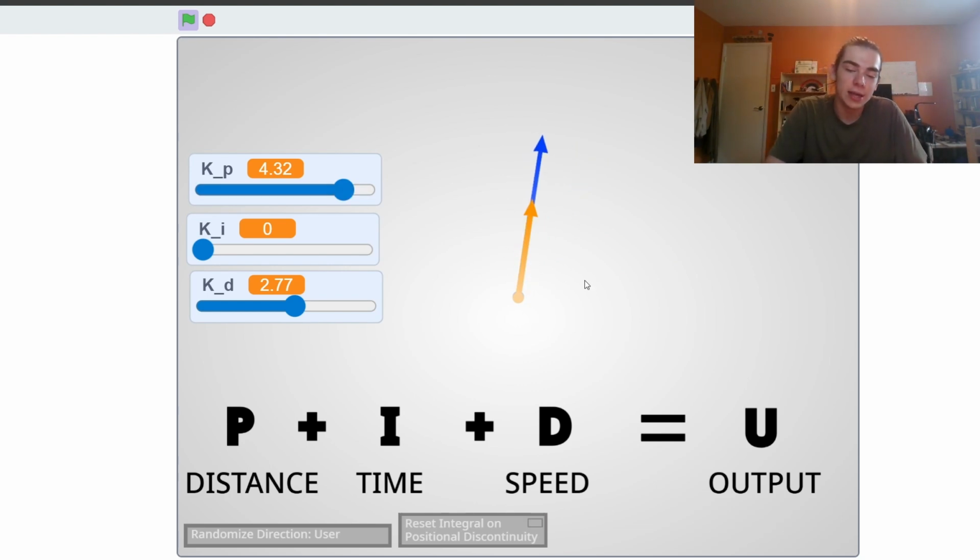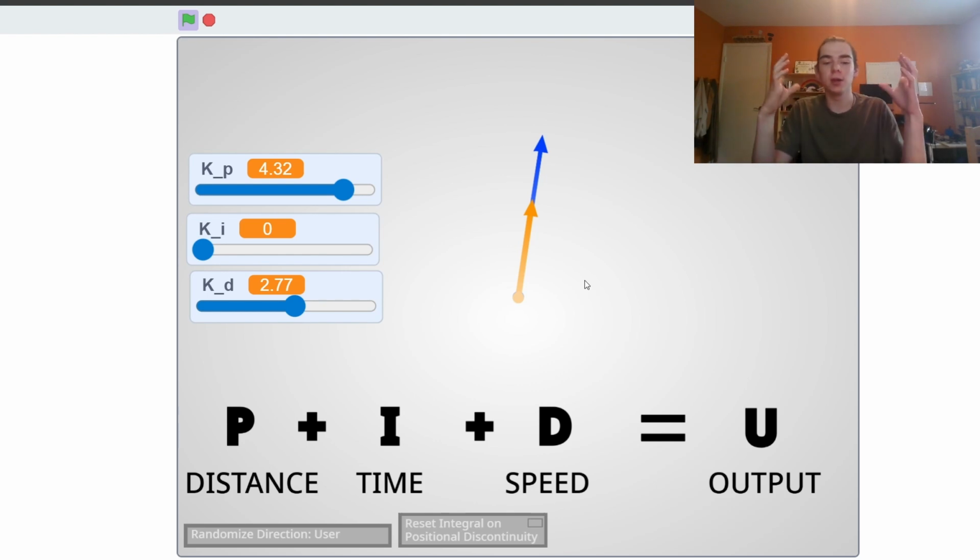Now, it's important to understand that you don't always need all three of these. Usually you will need proportional, and usually you will need derivative, but not always. And only sometimes do you need integral. And I've kind of spoiled it now that the I stands for integral. Again, we're going to go back to calculus.